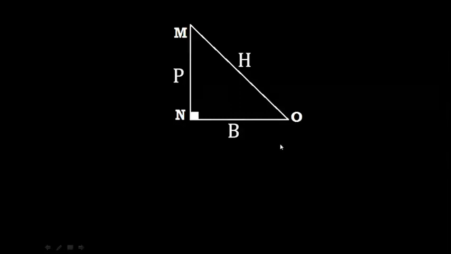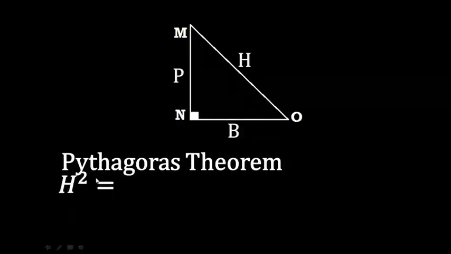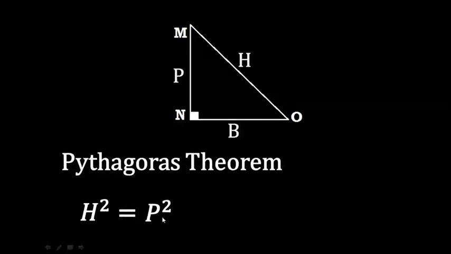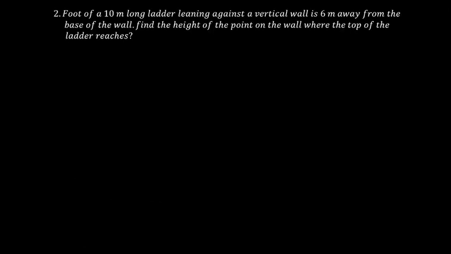So Pythagoras gave a relationship between hypotenuse, perpendicular, and base like this: h square is equal to p square plus b square. This is the Pythagoras theorem. Let's solve some problems with the help of the Pythagoras theorem.